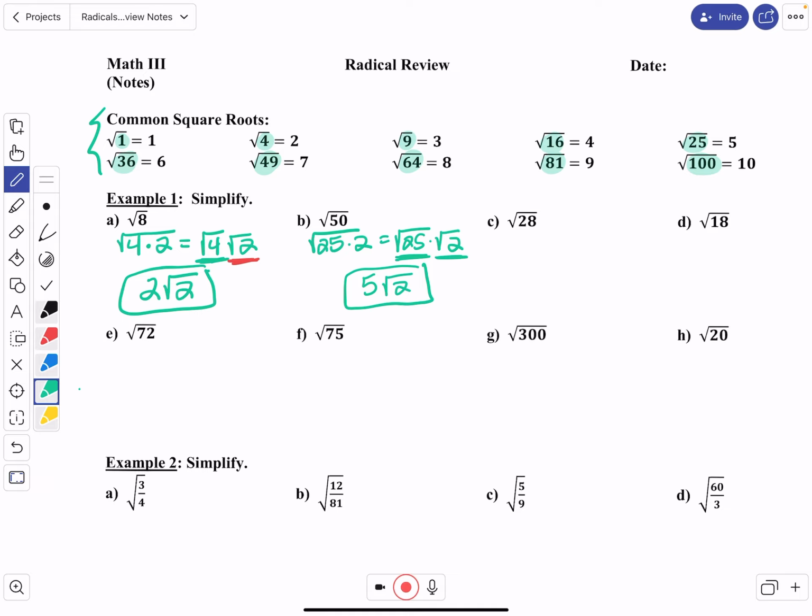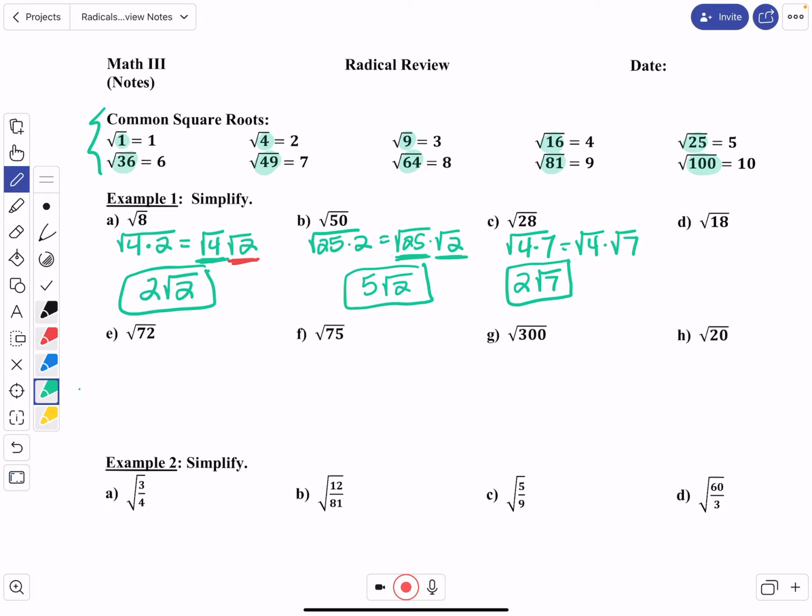All right, so 28. The biggest perfect square that's going to go into it is 4. So we write that as 4 times 7, and we do the square root of 4 times the square root of 7. The square root of 4 is 2, and the 7 just stays in the radical. Okay? And at any time, if you want to pause the video and try some on your own, feel free to pause it and see how you do.